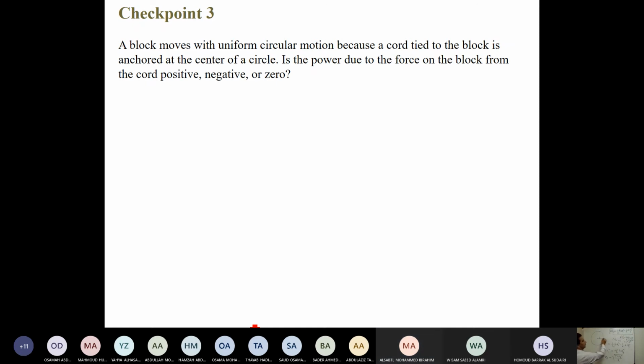Counterclockwise. So means here, at this point, if I'm looking at, the velocity is going to be always tangent to it. So this is the direction of the velocity. Yeah, okay? Positive y.